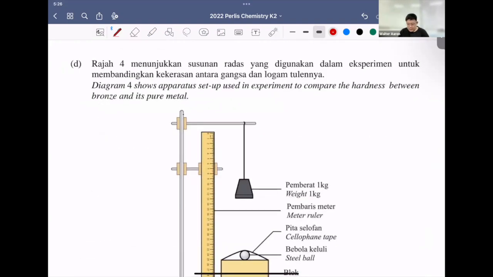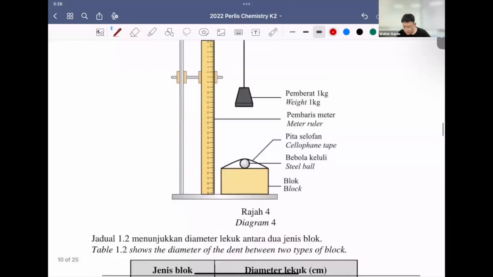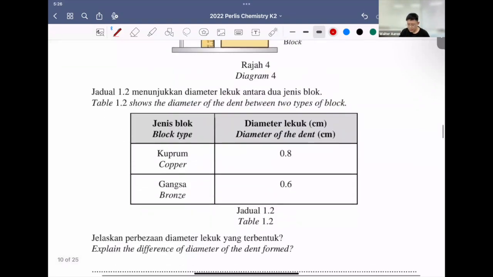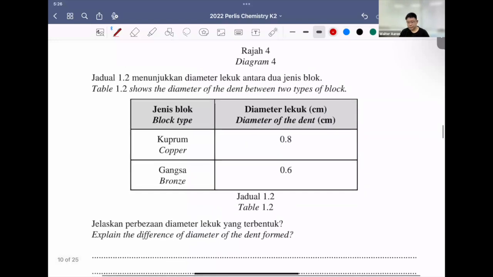For D, diagram 4 shows apparatus setup used in an experiment to compare the hardness between bronze and its pure metal. So when the weight is dropped on top of the steel ball or a pure metal ball, it will then cause a dent. So the larger the dent being produced, the harder the indication of the alloy is.